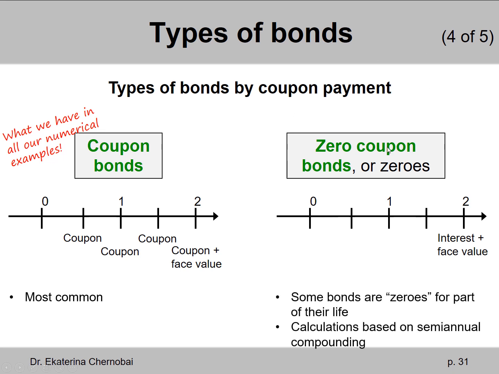There are bonds which have no coupon payments. They're known as zero coupon bonds, or zeros. So there's just the face value at the end, and one large interest payment together with the face value.